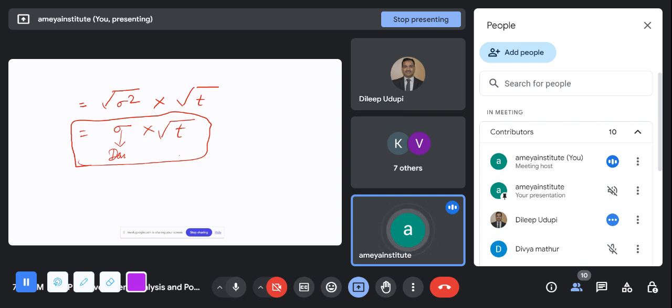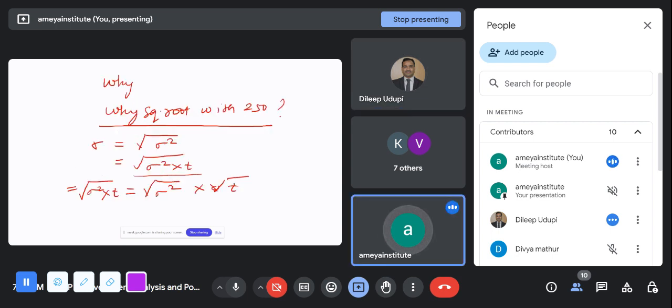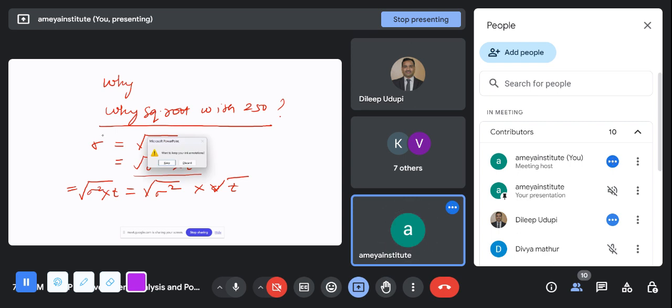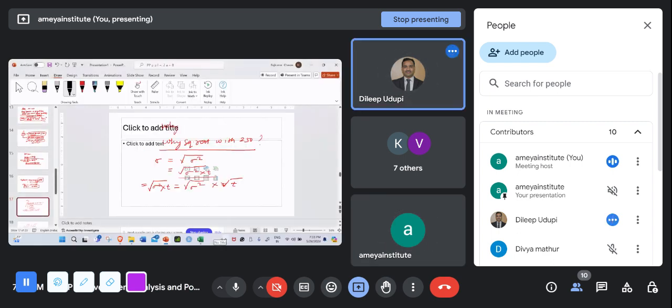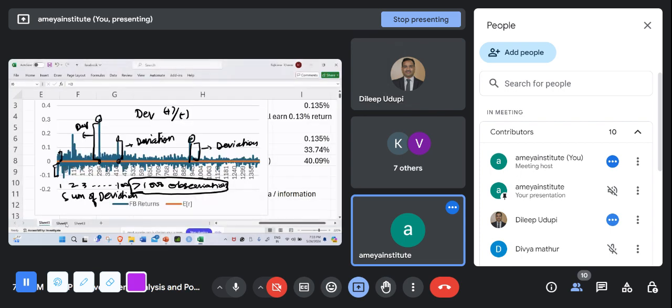Is the logic clear? Everyone understood why we need to do the square root with 250? So shall we go to the Excel sheet now? Please come to the Excel sheet, all of you.